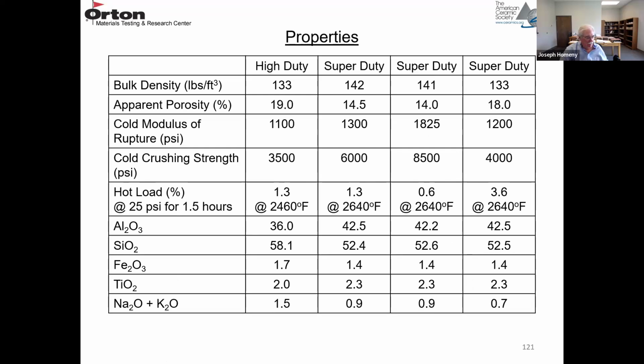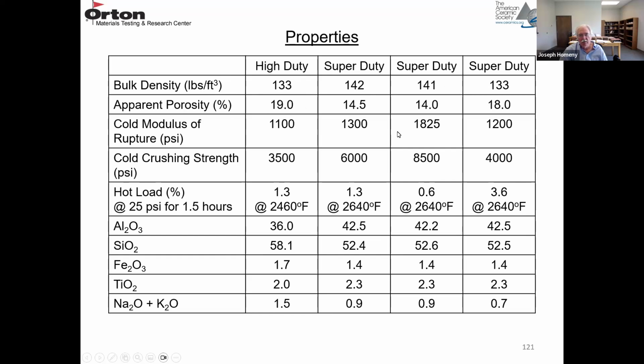So I just have some properties here. These are actual items from data sheets: the high duty, super duty, and super duty. So different fire clay-based refractories. The bulk density is always in pounds per cubic foot. They're around in the 130s up to 140.